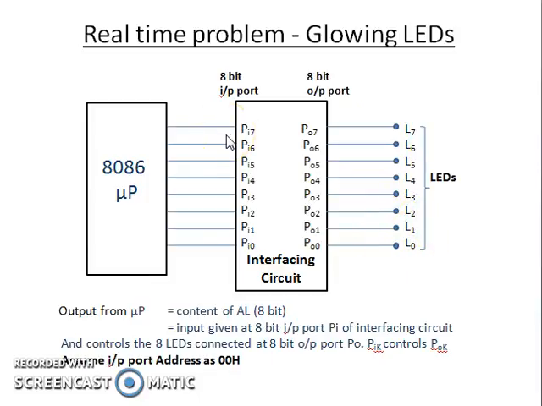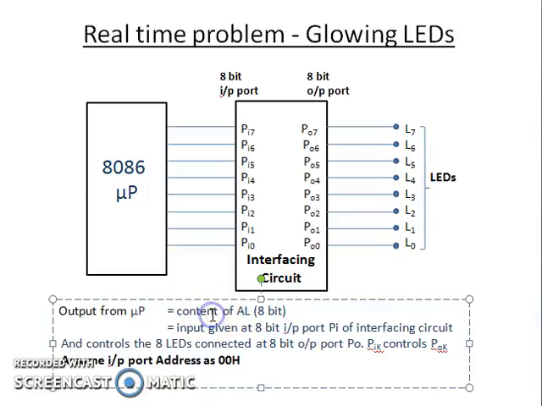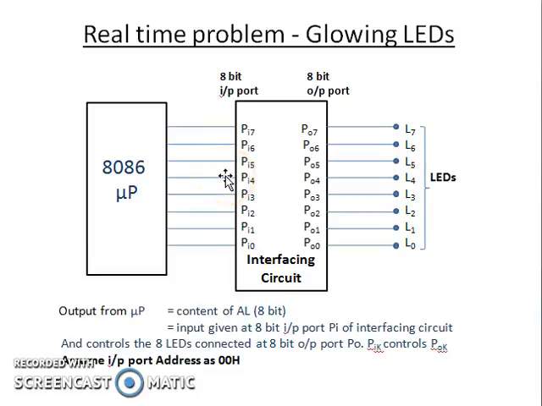The 8-bit input port receives its input from the microprocessor. The output of the microprocessor is the content of AL, that is the lower order byte of the accumulator, the lower order 8 bits, which are given as inputs to the 8-bit input port of the interfacing circuit, and these input lines will control the output lines. PI0 will control PO0, that is L0, PI1 will control PO1, that is L1, and so on. For these LEDs to glow, they must be given a high input. For example, for L3 to glow, the corresponding PI3 must be high. For L6 to glow, the corresponding PI6 must be high. And here, the port address of the input port is assumed to be 00H.